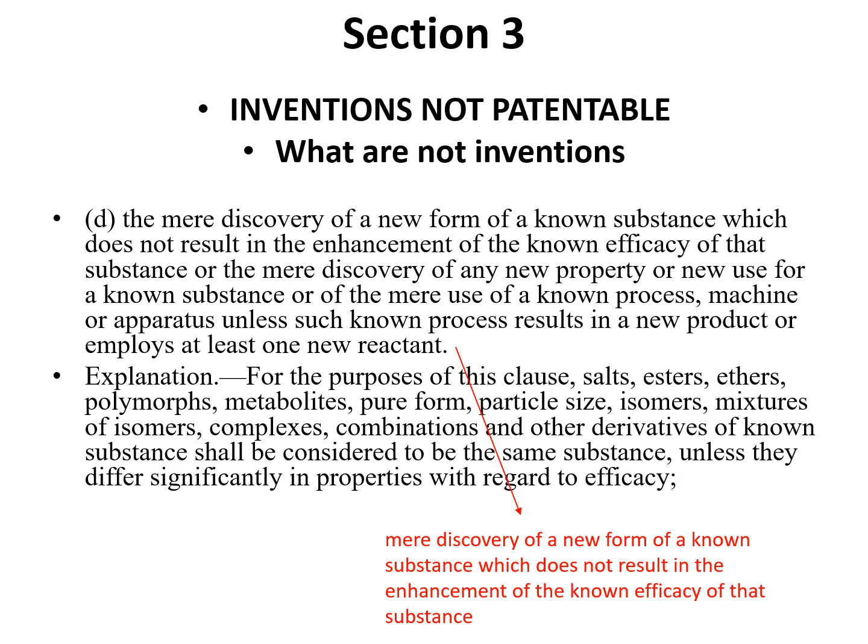Then an explanation is provided with a lot of chemical compounds, salts, esters, and other chemical compounds, which says that these are not patentable unless they show significantly different properties with regard to efficacy. That means an improvement in the known efficiency of the substances. There are a lot of case laws, like the Novartis one, which was very famous. You can study that in order to better understand what 3D means. You can just memorize it: any new form of a known substance which does not result in the enhancement of the known efficacy, or the efficiency, of that particular substance.